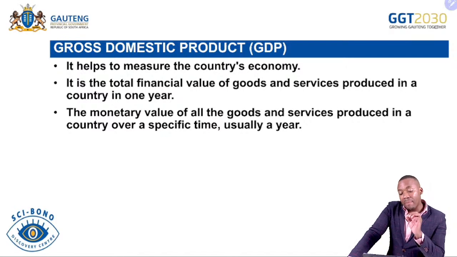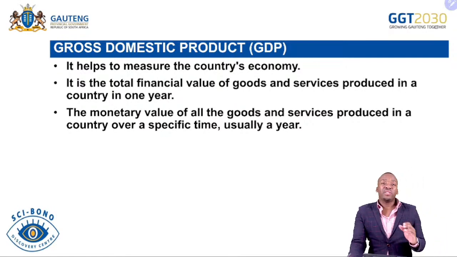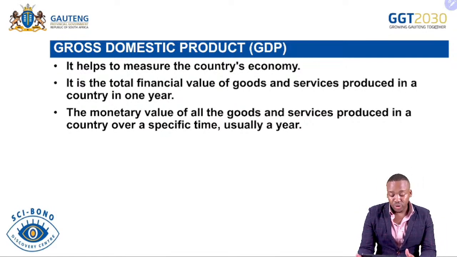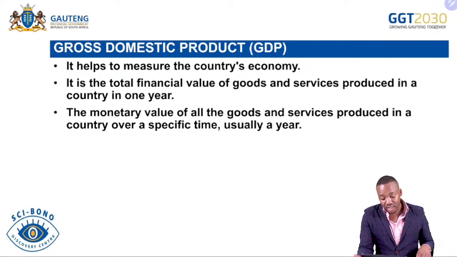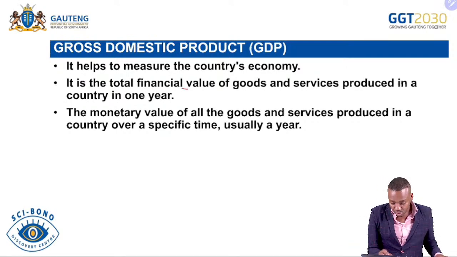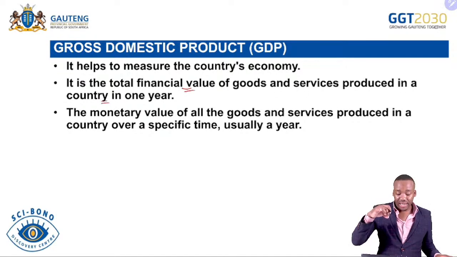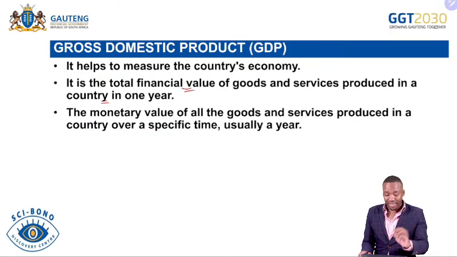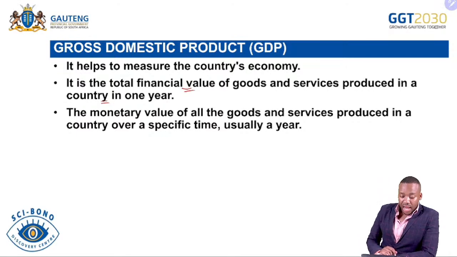Remember, in grade 10, we also spoke about what? Domestic tourism. We said domestic tourism is tourism that happens here within the country. So when we're talking about gross domestic product, we are saying it is the total financial value of goods and services produced in a country for a period of 1 year.